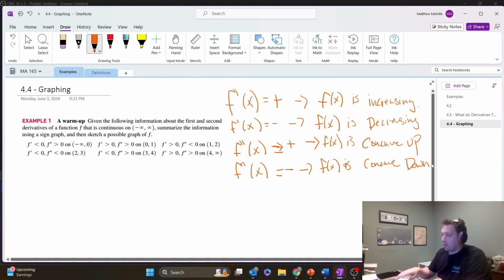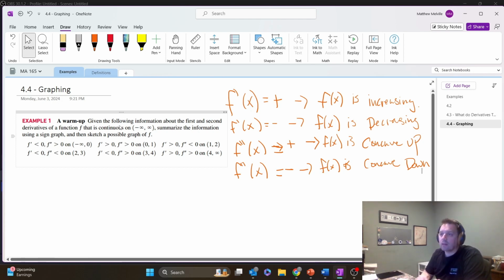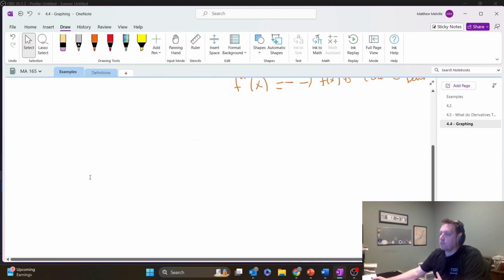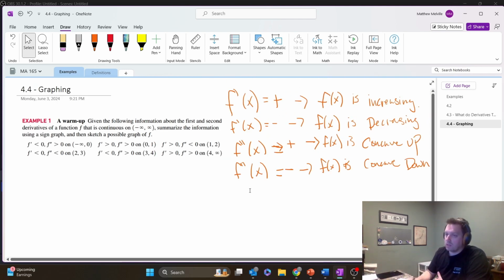So let's look at what we can determine from all of these things right here. Here's an example that they give us in the book. It says, given the following information about the first and second derivative, find a function f that is continuous on negative infinity to infinity and summarize the information using a sign graph. The sign graph is not super important, but we're going to lay it out here. So what I like to do when they give us these points is say, okay, we have these intervals.